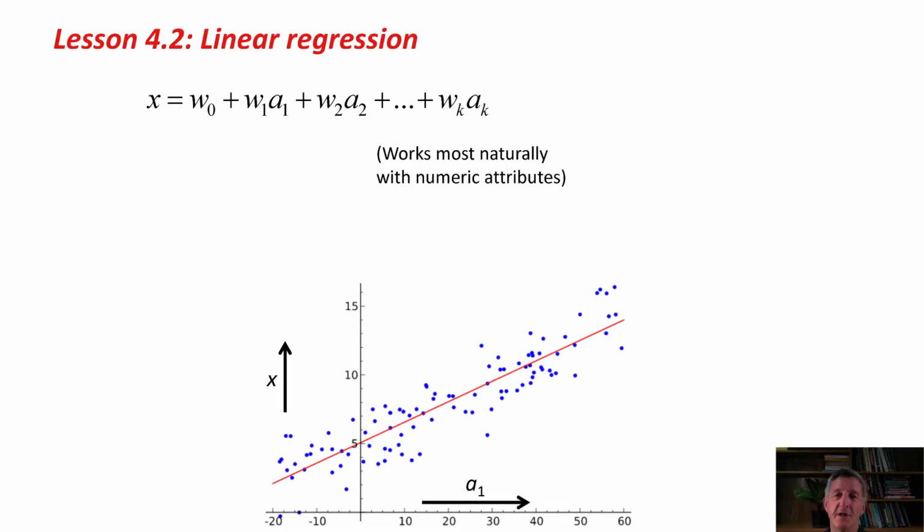You can write a straight line equation in this form with weights W0 plus W1A1 plus W2A2 and so on. Just think about this in 1 dimension where there's only one A. So forget about all the things at the end here. Just consider W0 plus W1A1. That's the equation of this line. That's the equation of a straight line where W0 and W1 are 2 constants to be determined from the data. This, of course, is going to work most naturally with numeric attributes because we're multiplying these attribute values by weights. We'll worry about nominal attributes in just a minute.